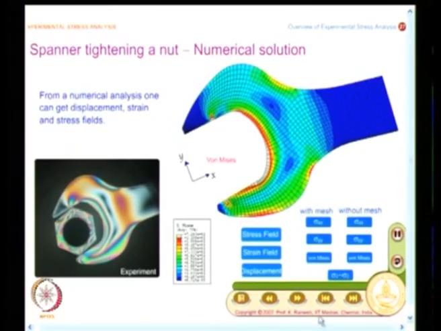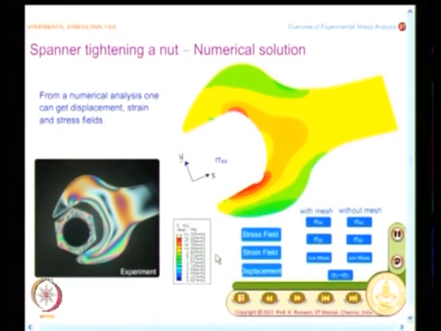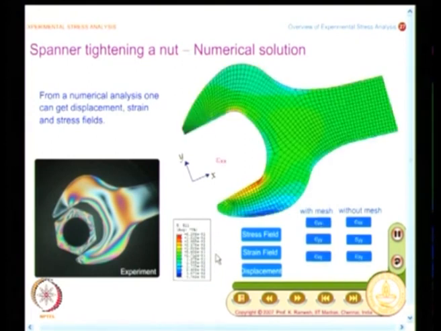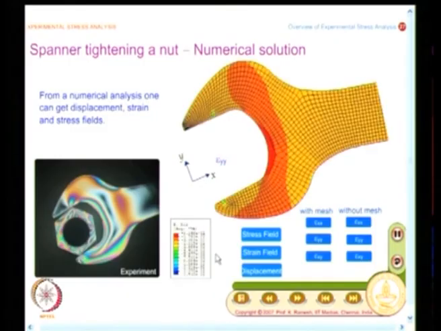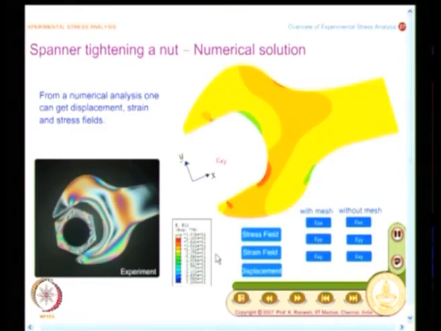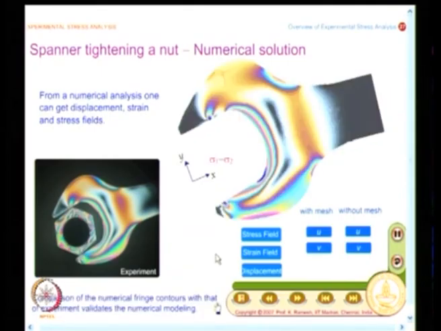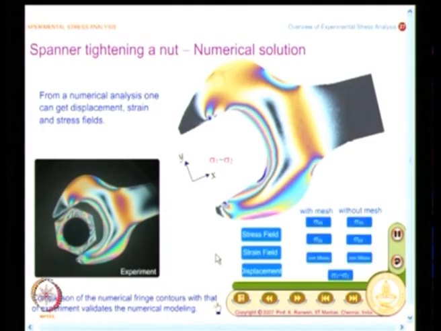You have very rich set of results that you get from a numerical solution. And in this case, the numerical method adopted is finite element method, and what you have done is, you have meshed the spanner, and what you find here is, this is the experimental fringe pattern and this is the simulated finite element result of sigma 1 minus sigma 2 contours. And here I want to point out a few things.